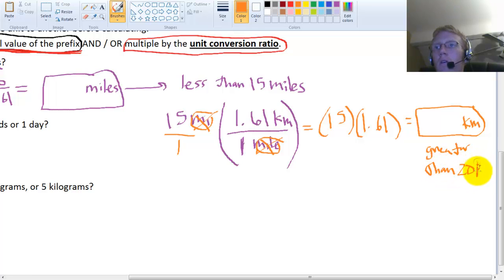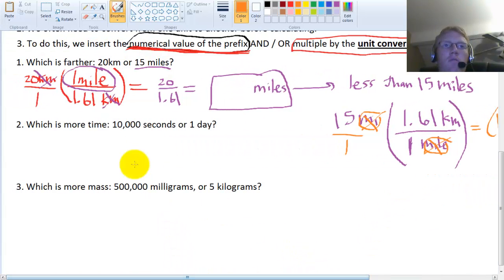Okay? So that distance will be longer than 20 kilometers. And I encourage you to type these in your calculator and fill in the values. Okay, let's try a different one. Which is more, 10,000 seconds or 1 day?